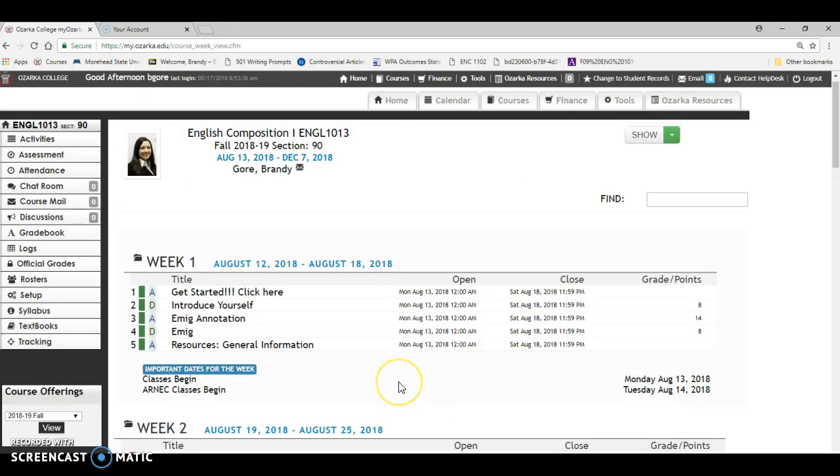Once you have done the annotation and you've read the article and you really understand it, then you can go and participate in the discussion board. Always do the annotation first.